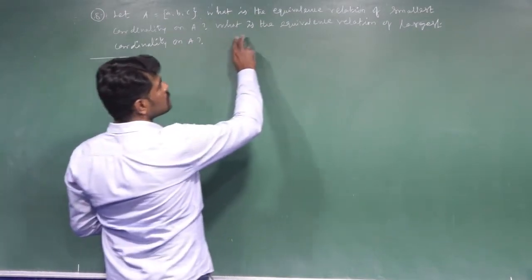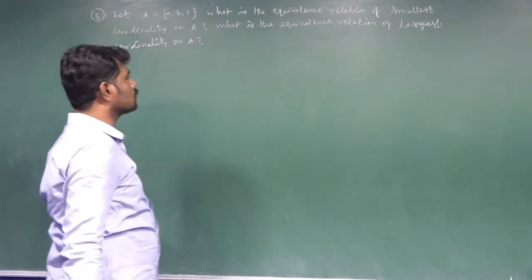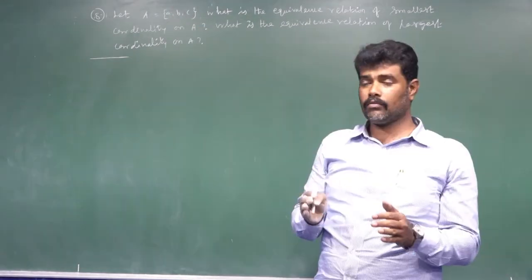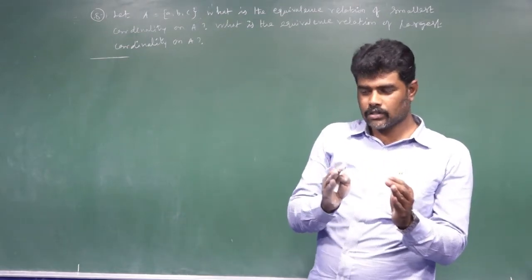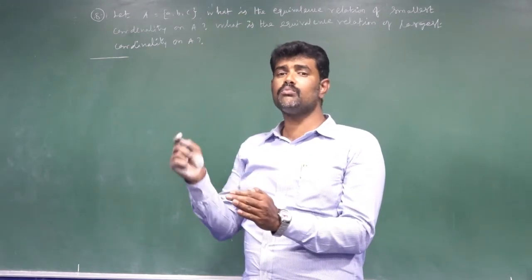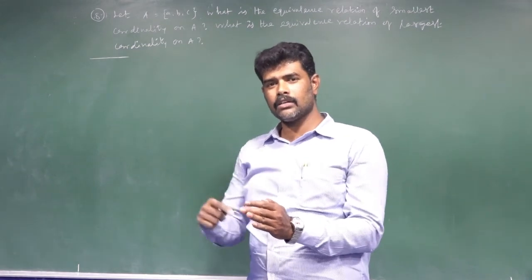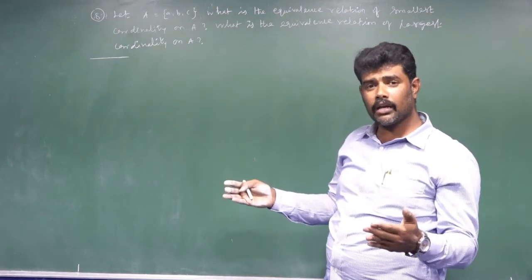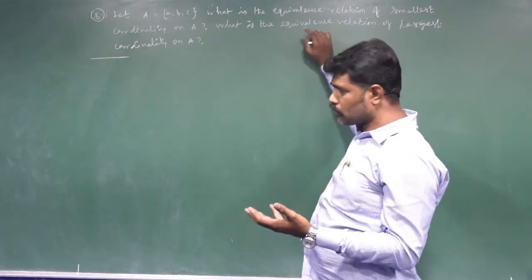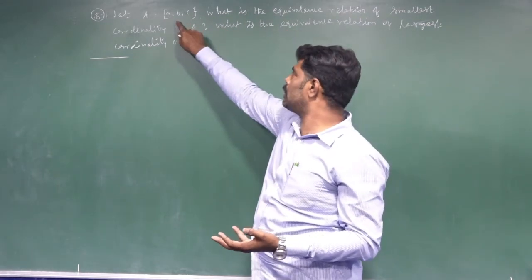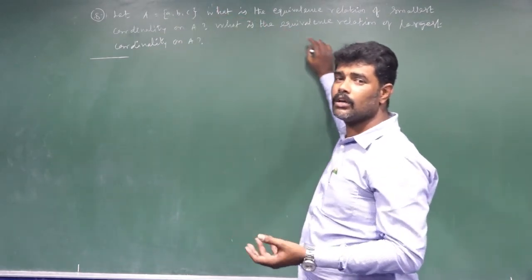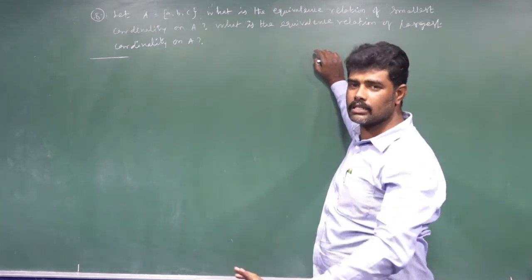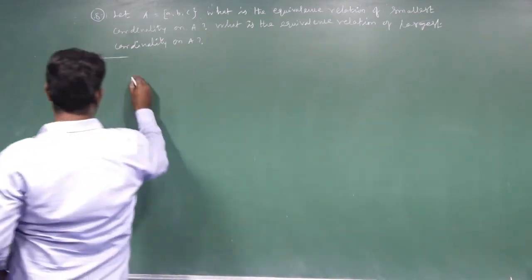The second case: what is the equivalence relation of largest cardinality on A? So here, using these three elements, we can write one relation which consists of the minimum number of elements, and that should be an equivalence relation. Likewise, we can write a relation which consists of the maximum number of elements, and that should also be an equivalence relation. That is what they are asking. By using these three elements, what is the minimum number of elements to say it is an equivalence relation?